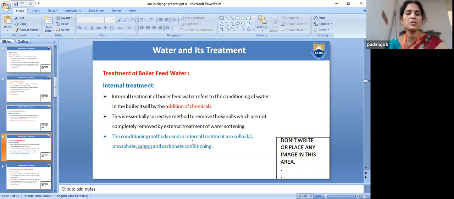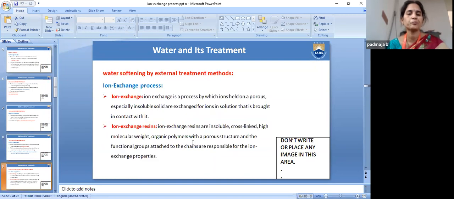Internal treatment means, I think everybody knows, we will add chemicals directly in the boiler feed water, so that we can remove the hardness present in the water. There are some methods: colloidal conditioning, phosphate conditioning, calgon conditioning, and carbonate conditioning. Just to know the methods and examples, I gave this one. But you can concentrate on external treatment of water.